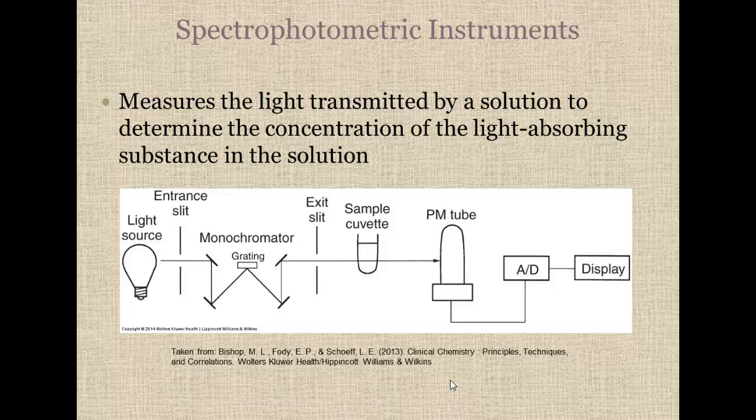So we're going to be able to tell by the amount of light transmitted through the sample, through the test tube, how much albumin is there. Okay, I'm going to give examples in a little while of how we do that calculation, but first let's look at how the spectrophotometer does that.